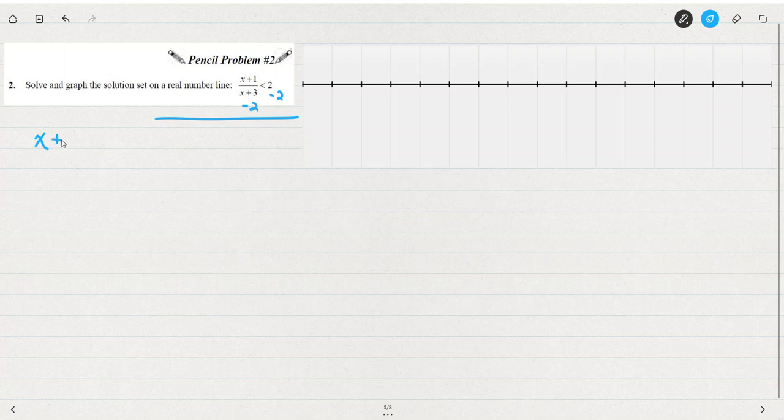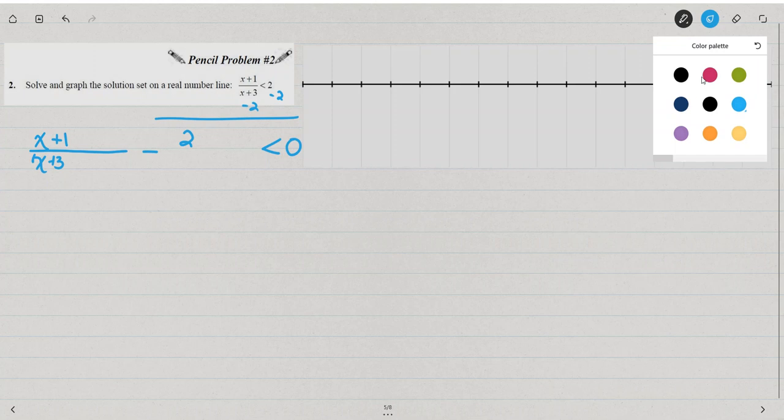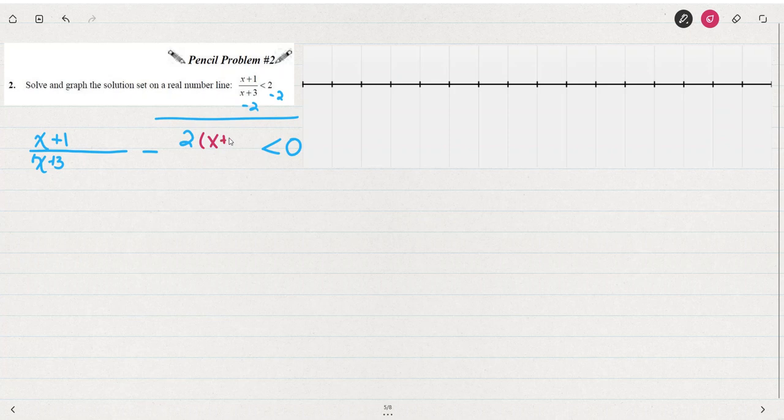It would look like this. If I had x plus 1 over x plus 3, and I'm going to subtract 2. If I want to simplify this now, because I need to combine these two pieces, I'm going to need a common denominator. And so with this x plus 3, I need to write the minus 2 as something with an x plus 3 as a denominator. So now I have x plus 1 minus 2x plus 6 all over x plus 3.